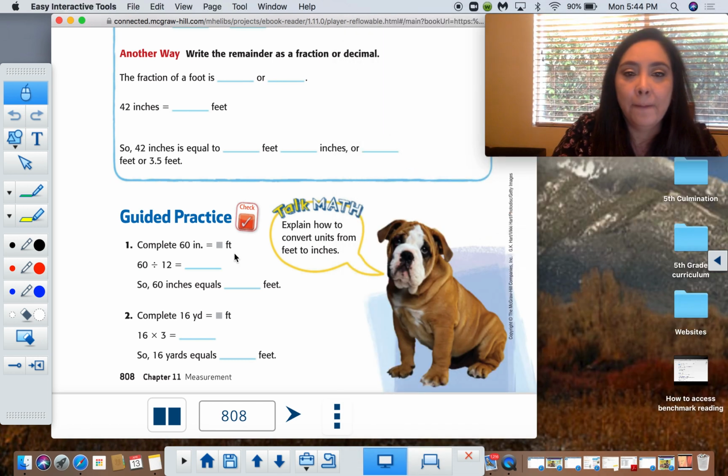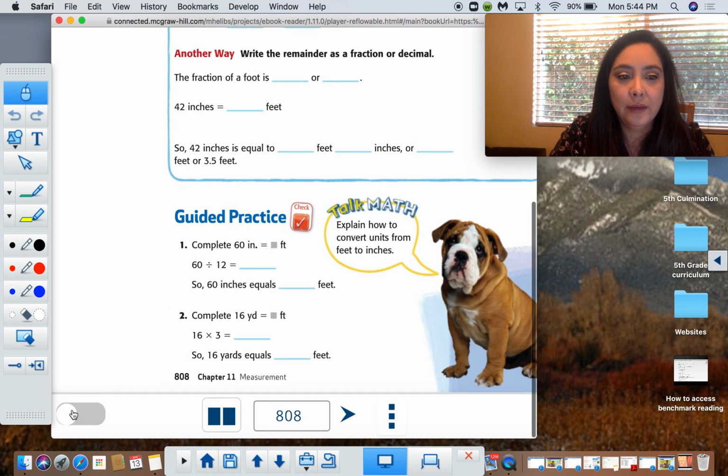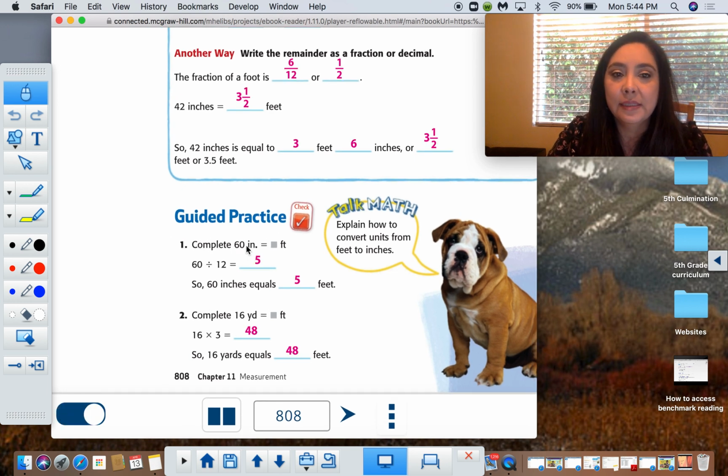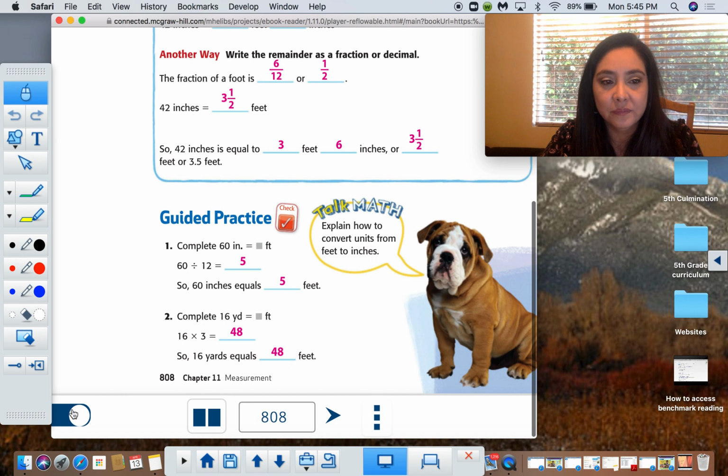So go back to my math page here and go over it again real quick. Okay, so 60 inches is how many feet? Well, we know that there's 12 inches in a foot, so 60 divided by 12 is 5. So 60 inches is equal to 5 feet. And we know that there's 3 of these in 1 yard, like a yardstick. So 16 times 3 is equal to 48. So 16 yards is equal to 48 feet. Let's see. Oh, turn the answers on for you again.